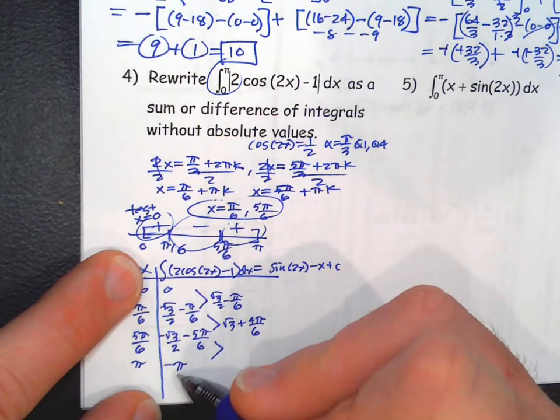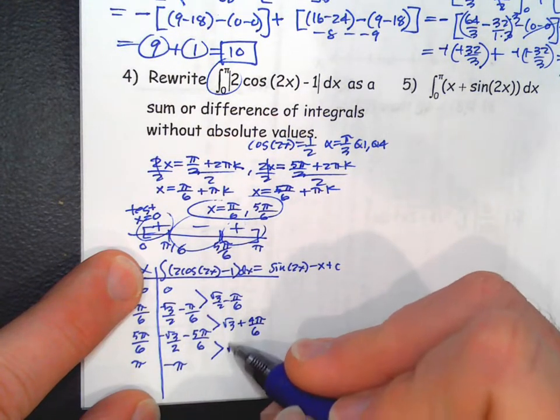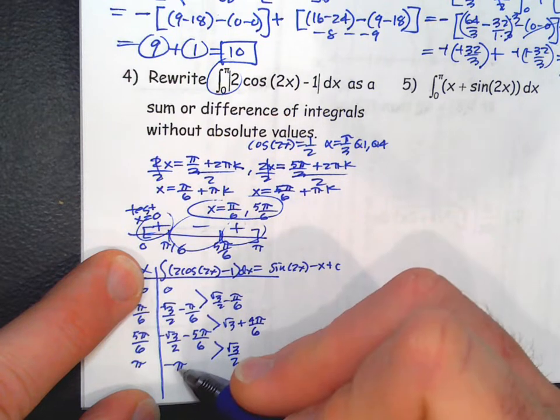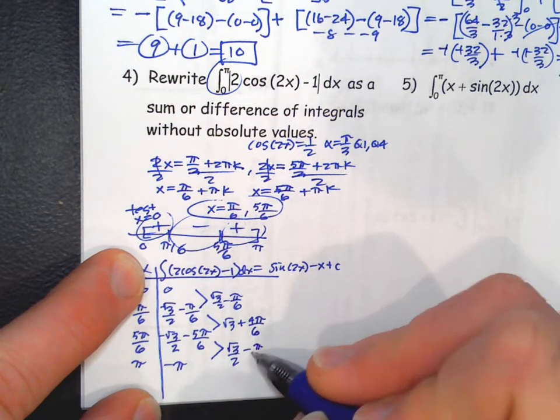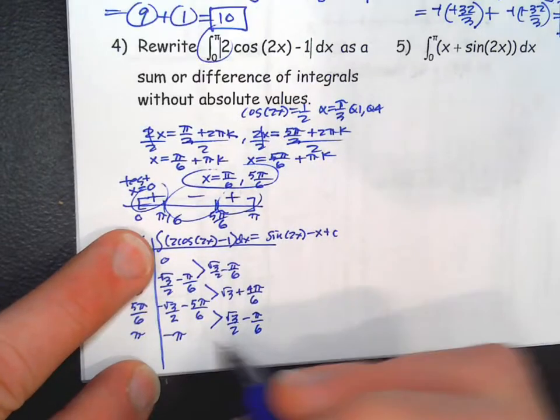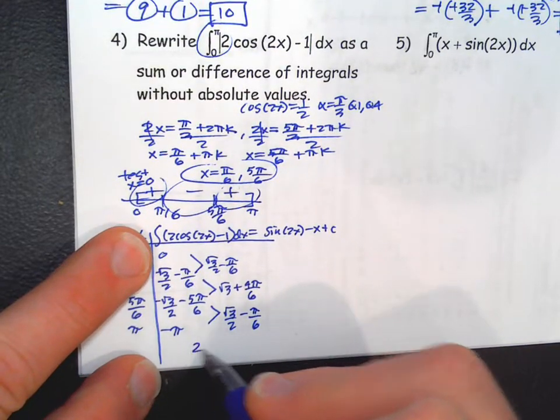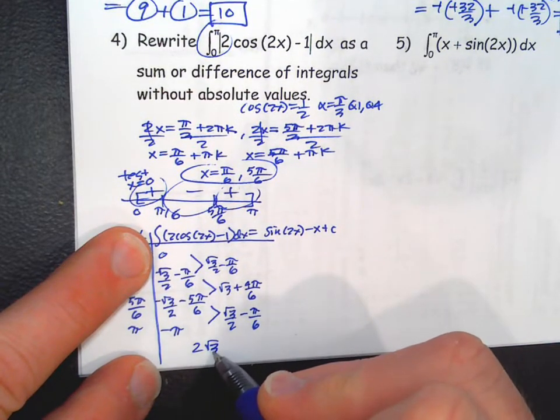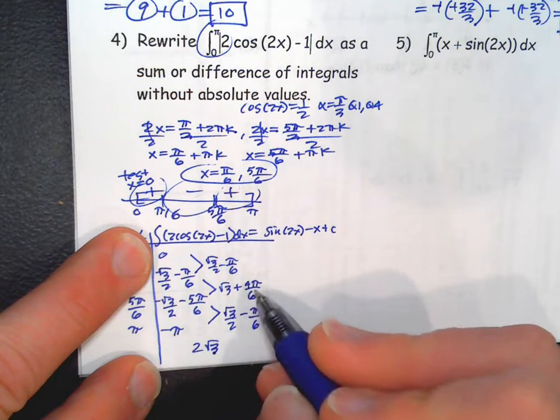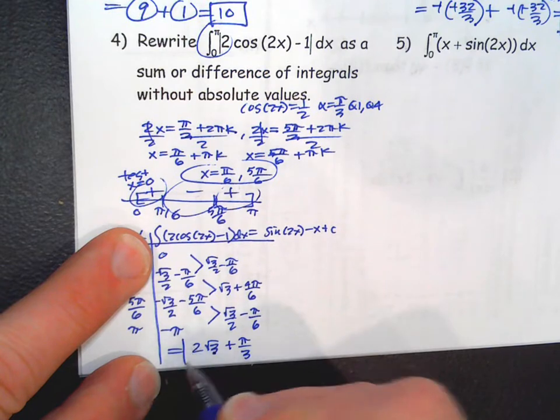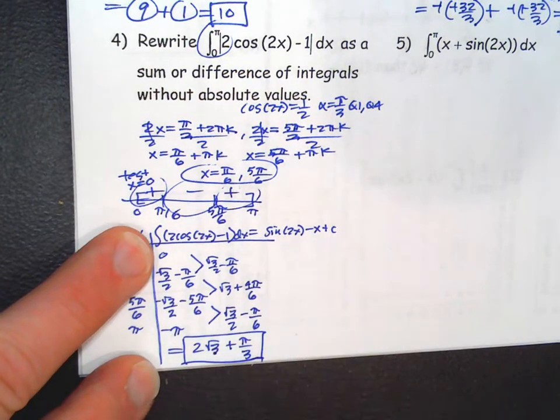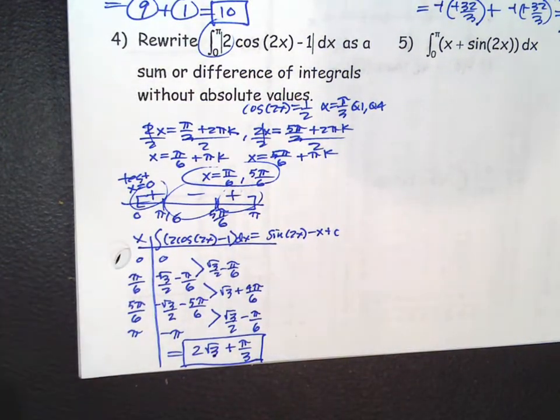So if you do that, it's going to be negative pi. You're going to get positive root 3 over 2. Negative pi plus 5 pi over 6 is going to be negative pi over 6. So if you add all these together, you're going to get 2 root 3 plus 2 pi over 6, which is pi over 3. So that's the answer that way.